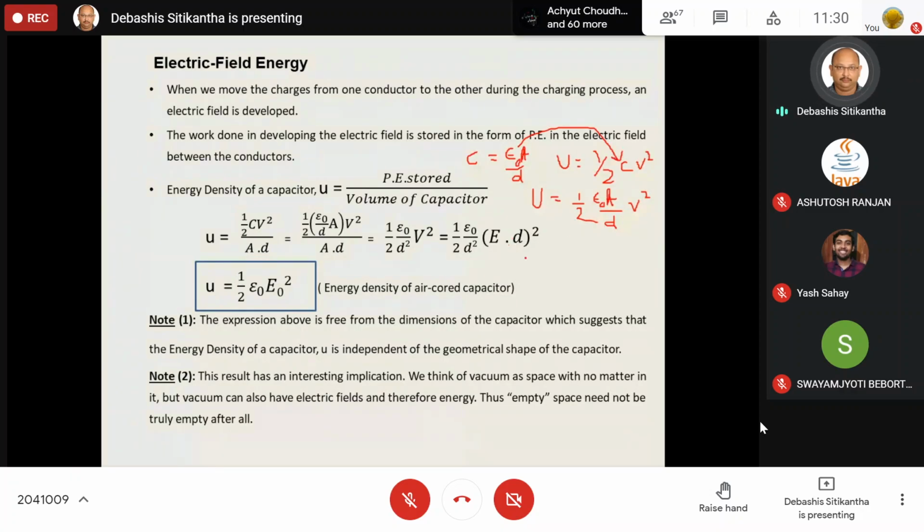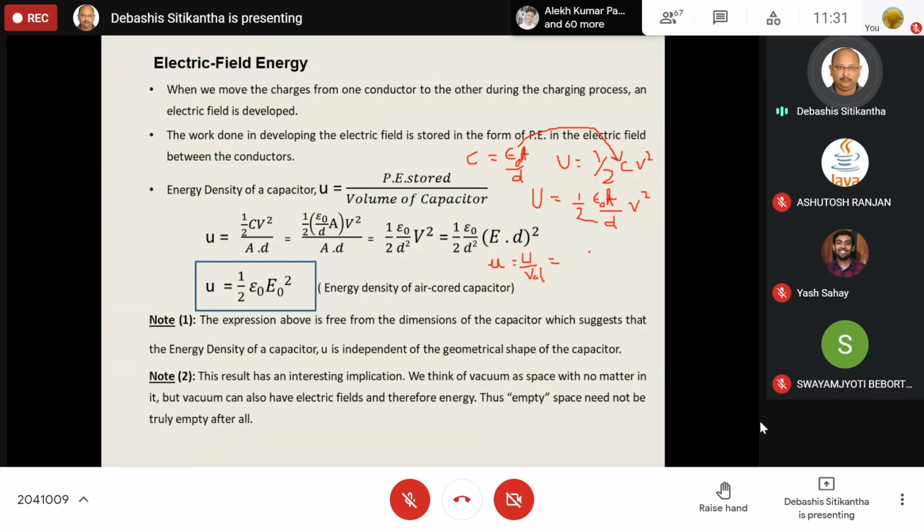Now when I am talking about energy density, small u is equal to your potential energy, which is represented by capital U, divided by the volume of the capacitor. Now what is the volume for a parallel plate capacitor? It is the area into the distance. So area into distance or area into length is nothing but the volume.